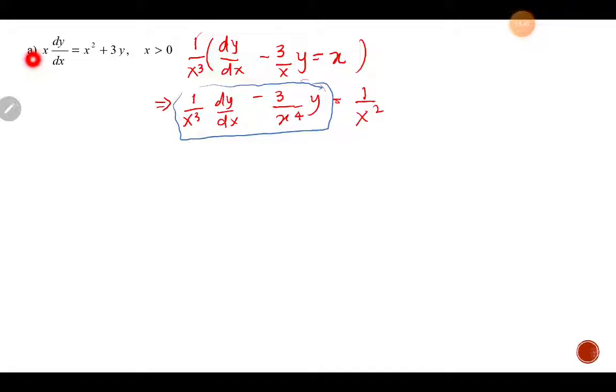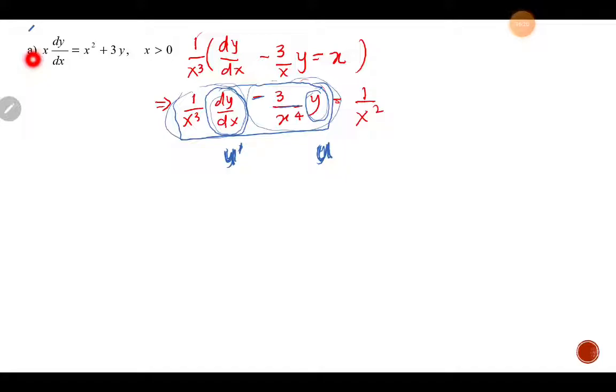Kita ada 1 over x cube dy dx. Okay, and the second one is negative 3 over x power of 4. Okay, ada tak kaitan the first term ni with the second term? Nampak tak kat sini, the first term ni kita ada dy dx. Kan, dy dx. The second term kita ada y. Ni adalah y, ni adalah y prime. Ataupun kita boleh kata ni adalah u. U kita sama dengan y. U prime kita adalah dy dx.